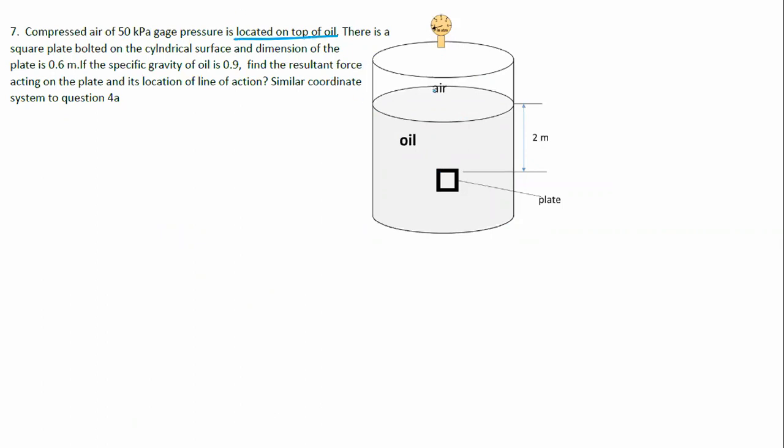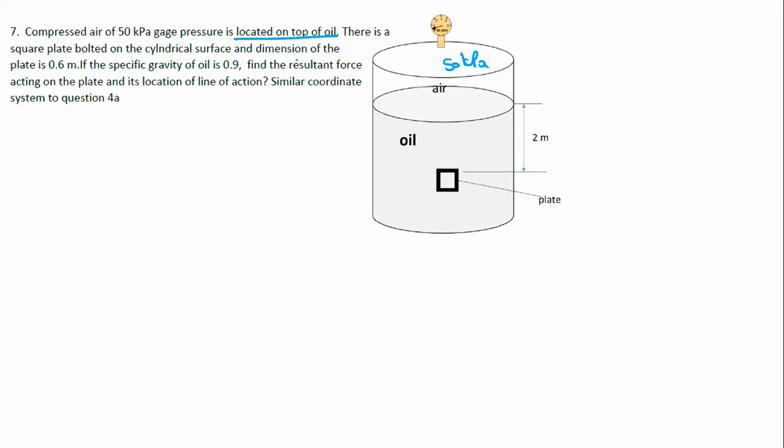And there is compressed air here. You can see the pressure here, 50 kilopascals. And it is located on top of oil. You have the oil here and there is a plate. There is a square bolted plate on the cylindrical surface. So air is actually located on top of oil, so I should correct it. Air is on top of oil and the plate is bolted on the cylindrical surface.